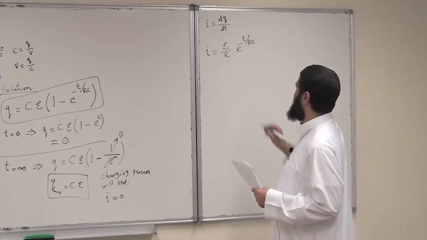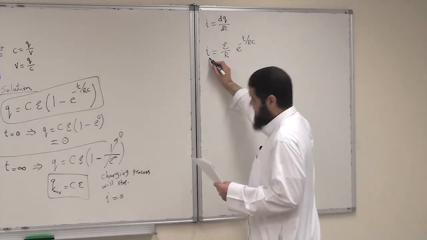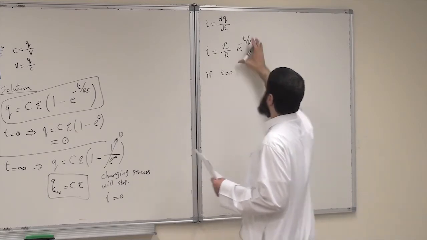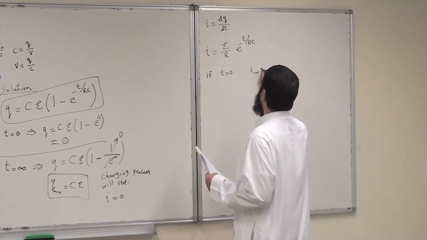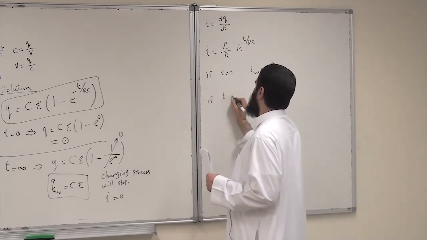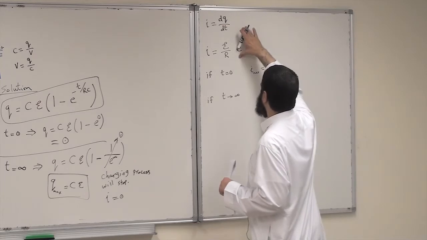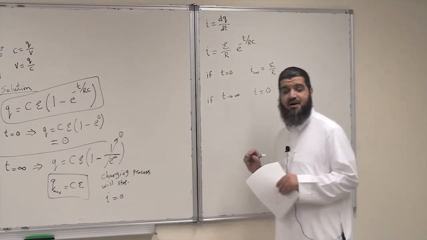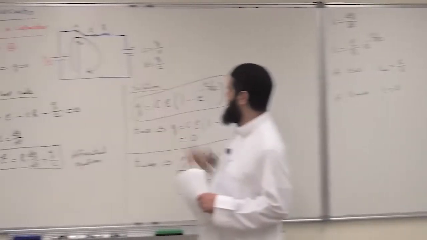What do you notice about this? When the time equals 0, we will have the maximum. So if time equals 0, this will be 1, and I will be maximum, and this is equal to E over R. But if the time is very large, goes to infinity, we wait for a long time, this term will be 0, and the current will be 0. So no current will pass through the circuit after a long time.